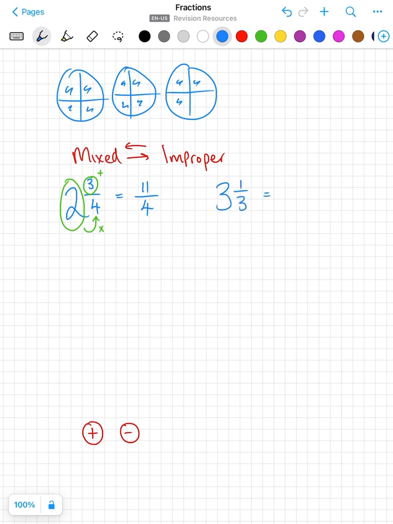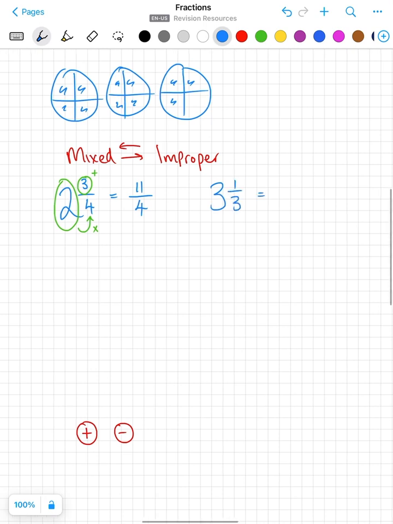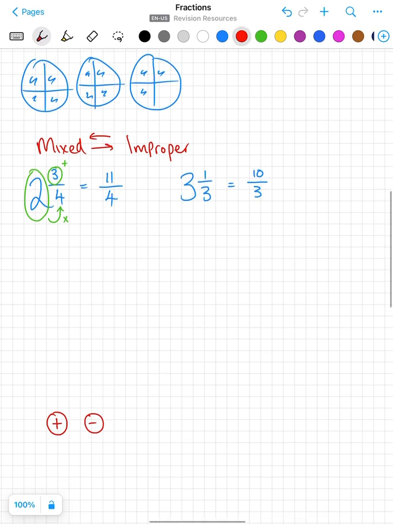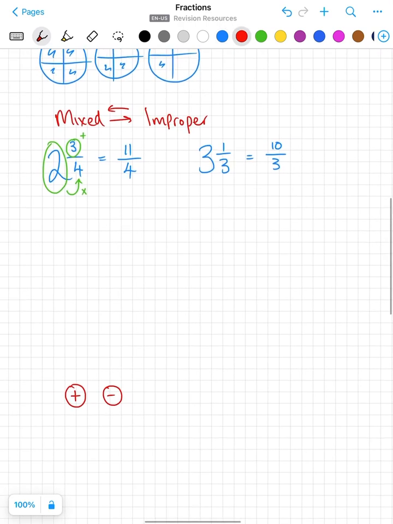So try this. If you said 10 over 3, you would be correct. 3 times 3 is 9, add the 1 is 10.